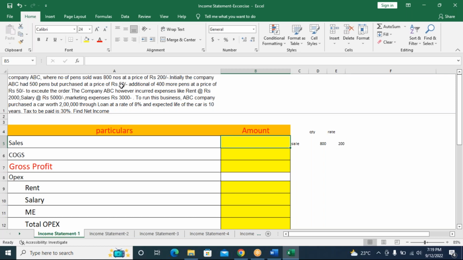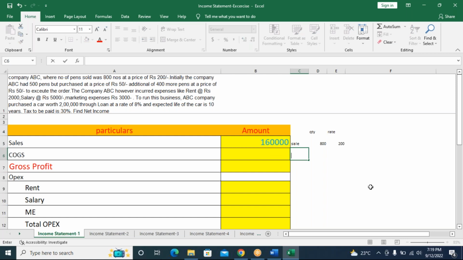So I need to calculate the sale amount: how much quantity I have sold, 800 numbers, into 200 rate. So my sales is 1,60,000. Now I need to calculate COGS on this.